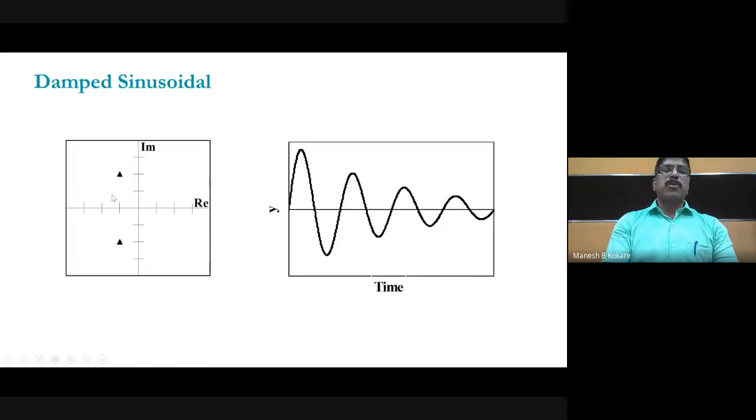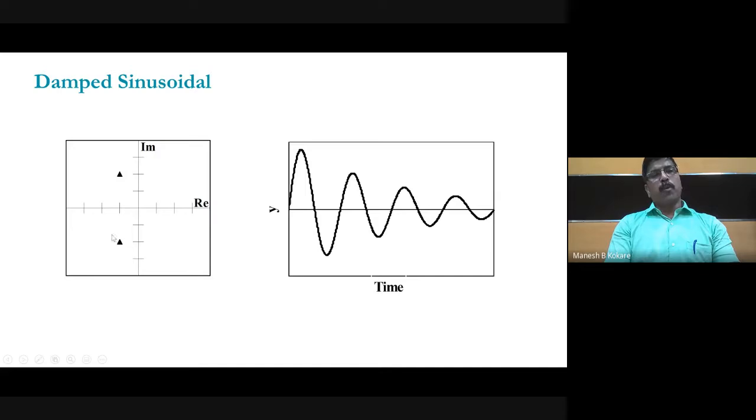Now, suppose we have a pole which is a complex conjugate pole. What is the value of this pole? It will be equal to -1 + j2. So this pole is -1 + j2, and this pole is -1 - j2. Okay.